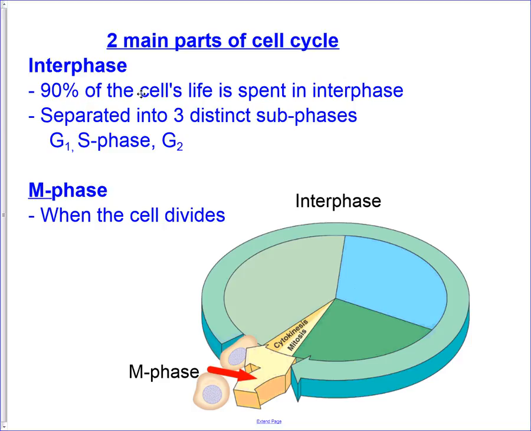So 90% of the time, the cell is just doing what it's supposed to be doing and making protein. It can be separated into 3 distinct subphases: G1, S phase, and G2. So this pie chart down here is supposed to very, very simplistically show that this big strip on the outside, that's supposed to be a summary of interphase, and then these 3 larger subsections, that's going to be G1, S phase, and G2, and then this yellow part right here, that's going to be M phase. We'll spend most of our time looking at this.